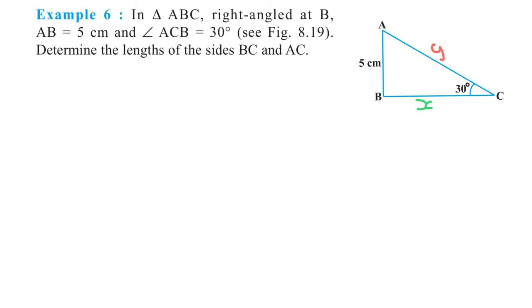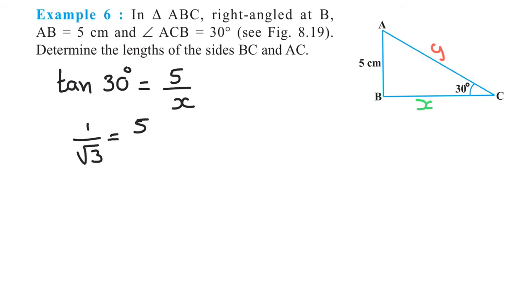It's tan. So can I say tan 30 degrees is equal to opposite over adjacent? Opposite is 5 centimeters over adjacent, which is X. How much is tan 30? What is the value of tan 30? It's 1 over root 3. So 1 over root 3 is equal to 5 over X. Cross multiply, X is going to be equal to 5 root 3 centimeters, and X is nothing but BC.